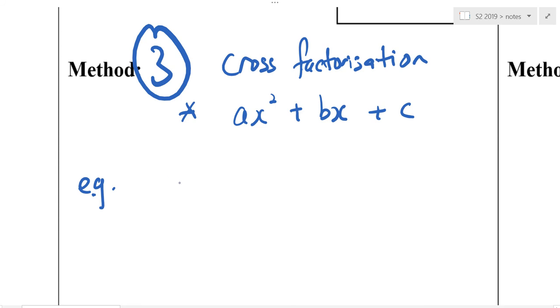Now let me give you an example. Say for example I have m squared minus m minus 2. The c is a number. So do you see a square, the m and then the number? Do you see something like that?